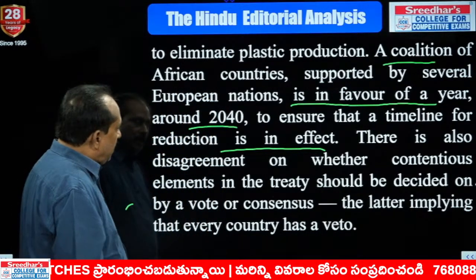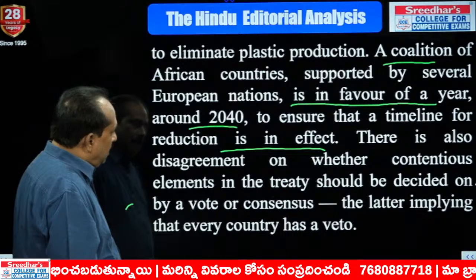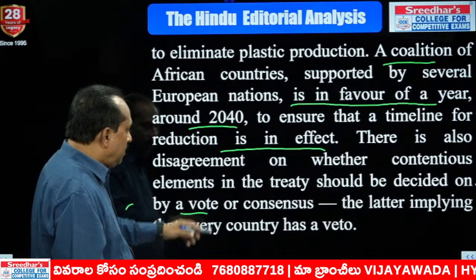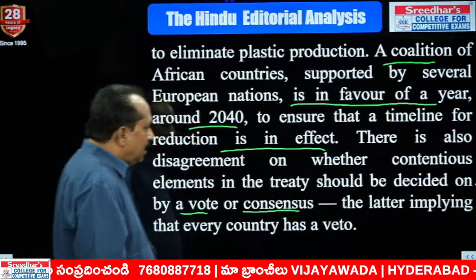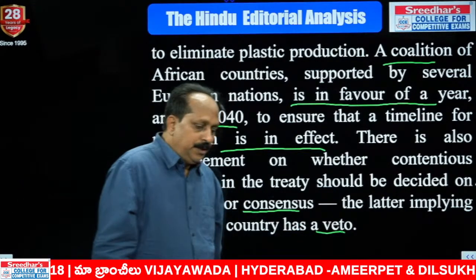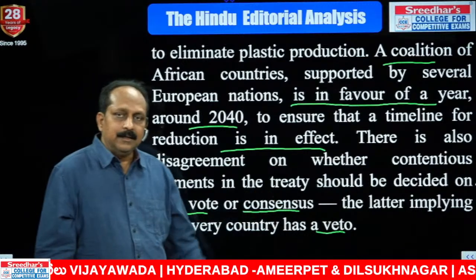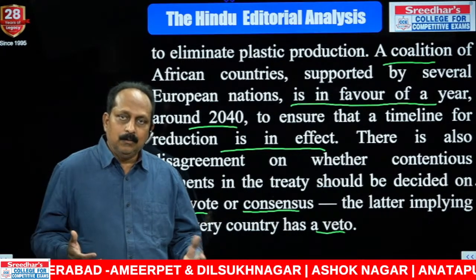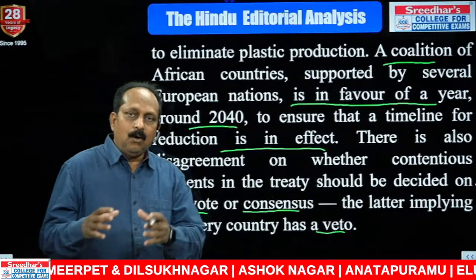There is also disagreement on whether contentious elements in the treaty should be decided on by a vote or consensus, the latter implying that every country has a veto. Usually, whenever there is a controversial issue, we have to decide. 175 countries and controversial issues.